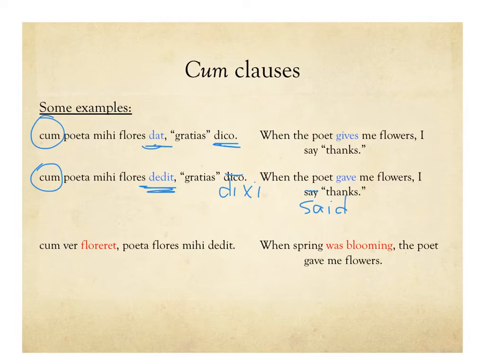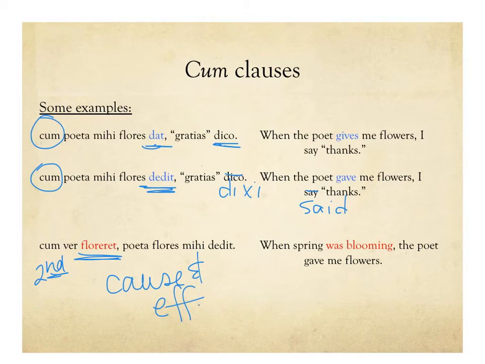In the next example, this is in secondary sequence, but here our verb is in the imperfect subjunctive. And let's look at this situation. So it's cum ver floreret, poeta flores mihi dedit. So when spring was blooming, the poet gave me flowers. So this situation, you might think, oh, well, that's just a factual situation. And it certainly could be. We could talk about that. But in some ways, this is more just like the background to the situation. Or specifically, it's talking about a kind of cause and effect relationship, right?